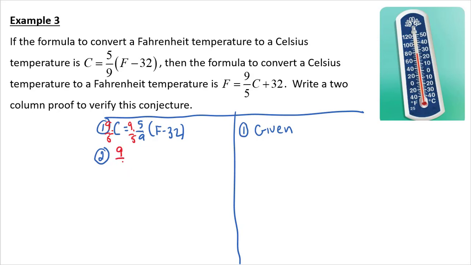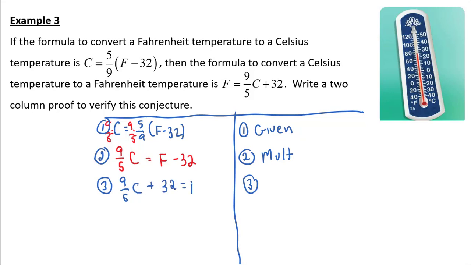So I get 9/5 C equals F minus 32. And that second reason is multiplication. And you can simplify, you can abbreviate multiplication, as in multiply. The third step, we're going to add 32 to both sides. And that was addition.